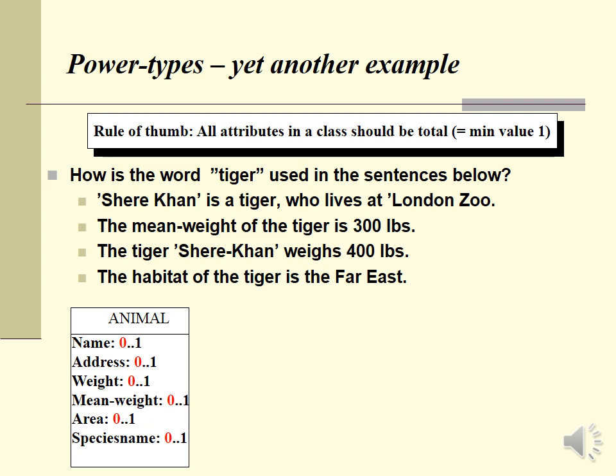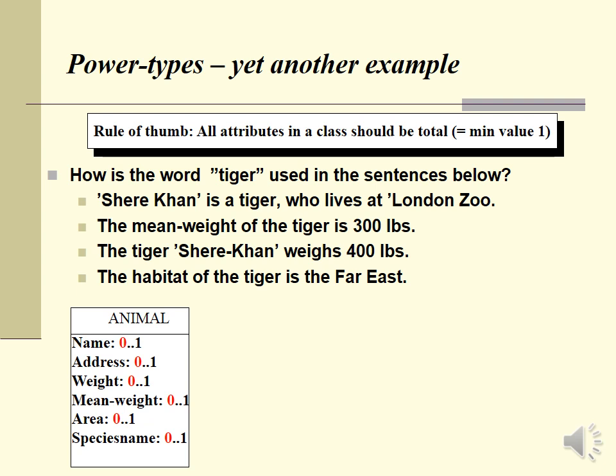How is the word tiger used in the sentences below? Shere Khan is a tiger who lives at London Zoo. The mean weight of the tiger is 300 pounds. The tiger Shere Khan weighs 400 pounds. And the habitat of the tiger is the Far East.